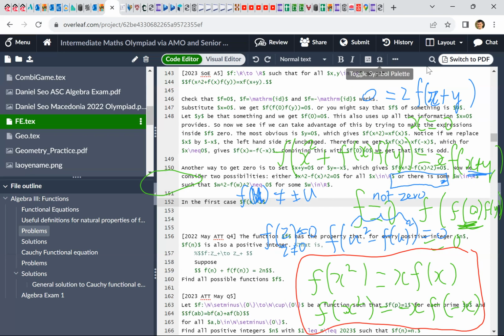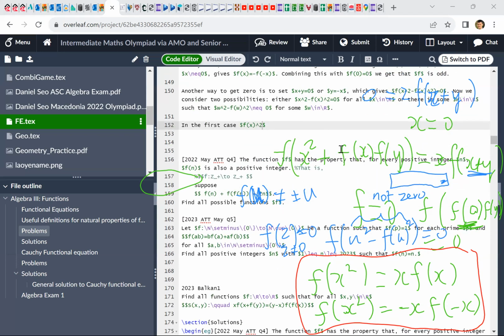I can delete this. Actually, maybe not, because I need to use this. I'll put it a bit here. So f of x squared equals x squared, and so f of x equals plus or minus x for all x in R.